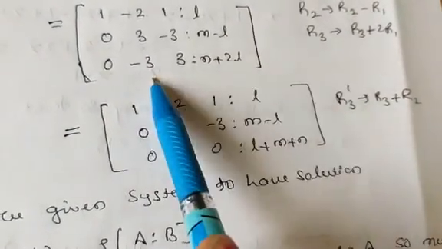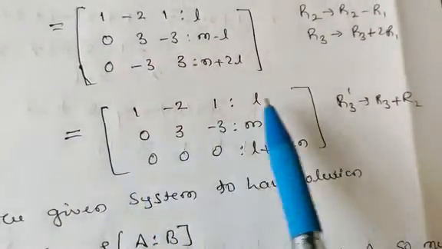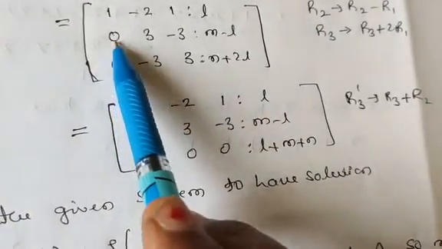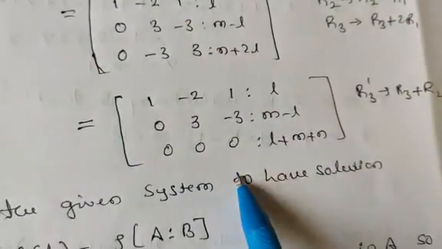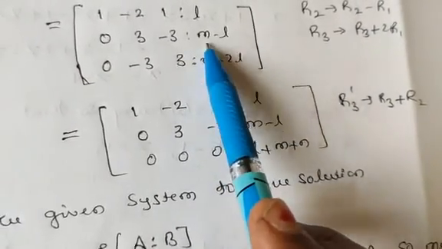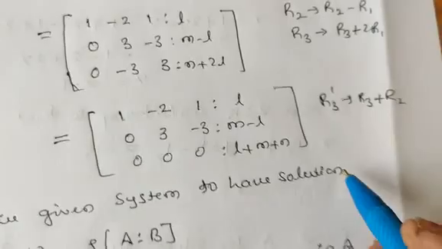R3 changes to R3 plus R2. So first row, second row as it is. Third row we are adding here. 0 plus 0 is 0. Minus 3 plus 3 is 0. 3 minus 3 is 0. N plus 2L plus M minus L. It is like this here.